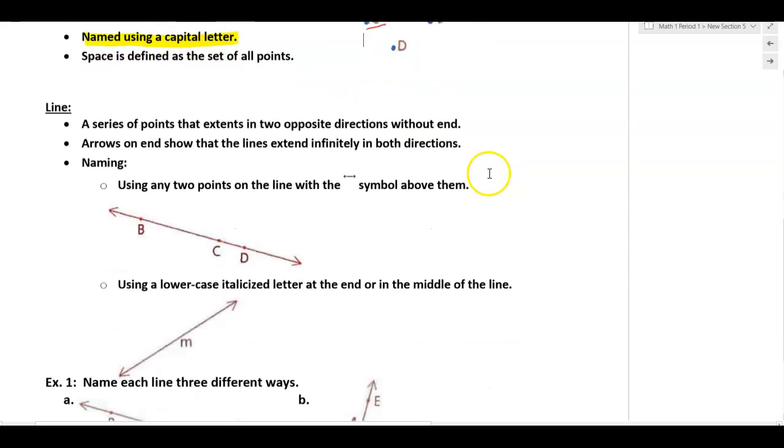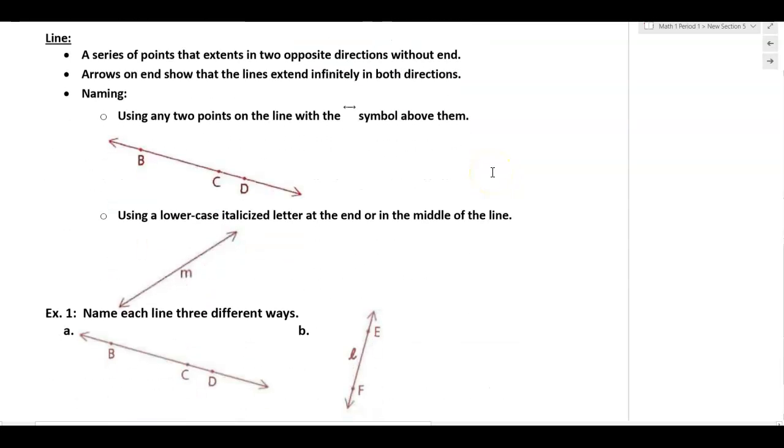Now, looking at this, we talk about a line. A line is basically a series of points that extend in 2 opposite directions without end. Now, we put arrows on the end here, because when I look at this line, it tells me it extends in both of those directions forever and ever and ever. Now, what you have to understand is a line is made up of an infinite number of points. When I take all of these points and put them together, they create this line.